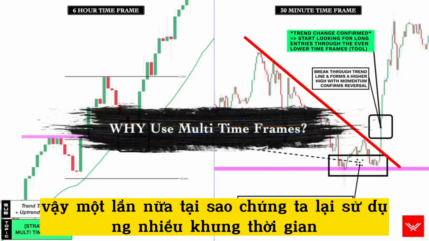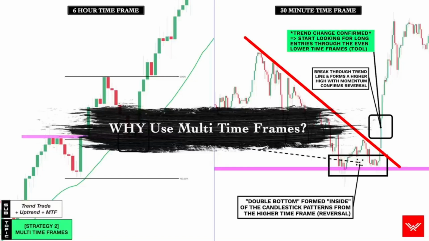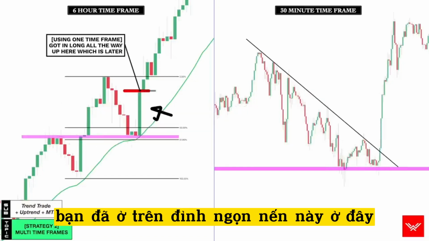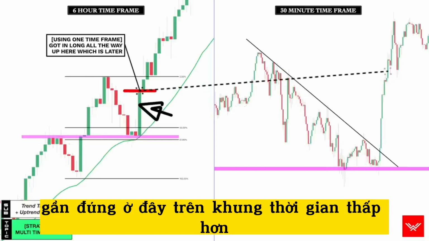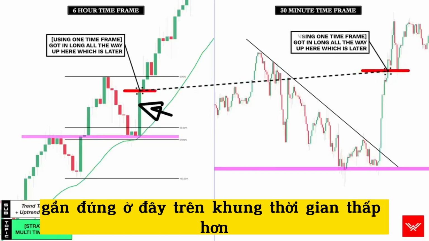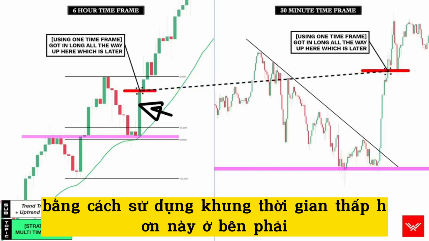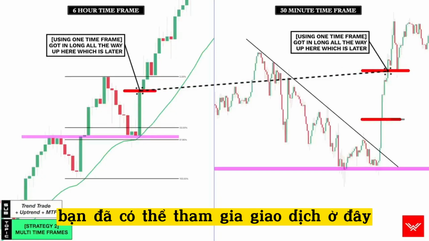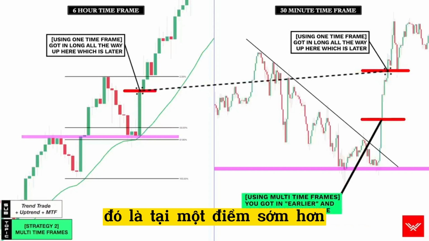So again, why are we using multi-time frames? If you only used the higher time frame on the left, you got in at the top of this candle here, which is roughly right here on the lower time frame. Where in contrast, by using this lower time frame on the right for an entry, you were able to get into the trade down here, which is at an earlier point.